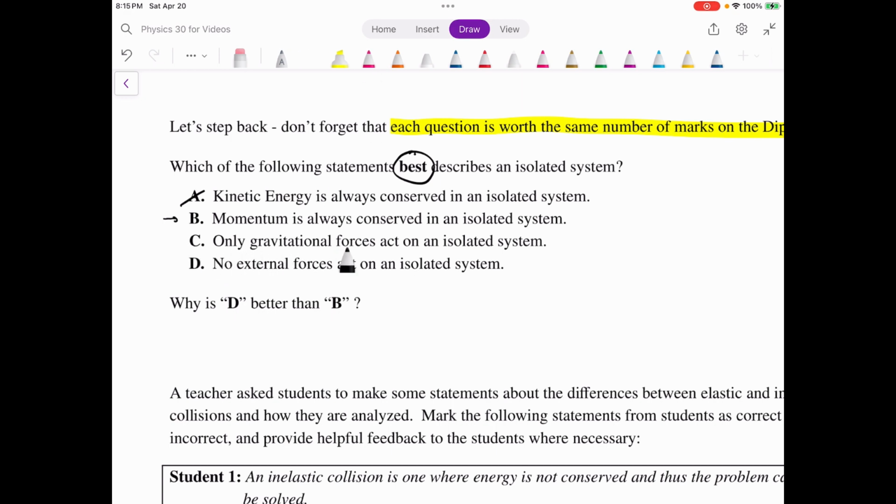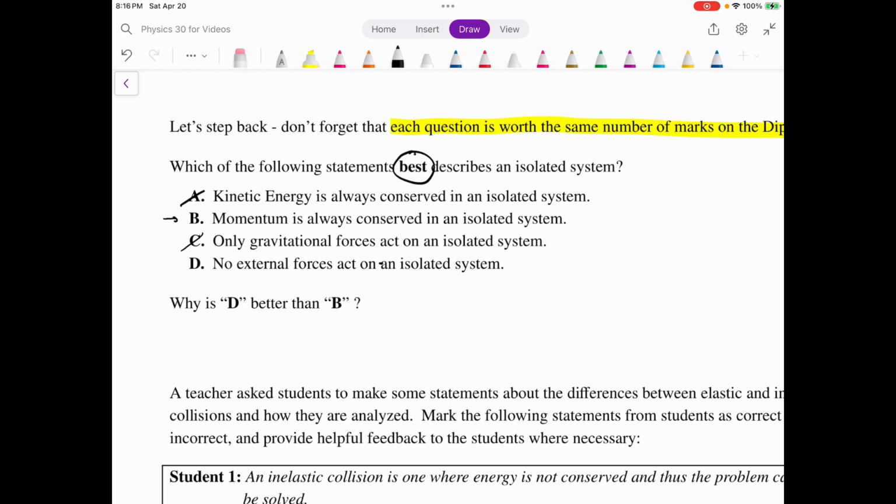Option C, only gravitational forces act on an isolated system. Well, that's not true. You can have forces acting on an isolated system, and they could be gravitational. There's just no net force acting on an isolated system. In fact, if only gravitational forces were acting on an isolated system, it wouldn't really be isolated, would it? Because there'd be no force canceling it out. There'd be a net force. It would be accelerating due to gravity. So it wouldn't be an isolated system. Its motion would be changing, the momentum would be changing, the energy would be changing. I don't think that's very good for an isolated system.